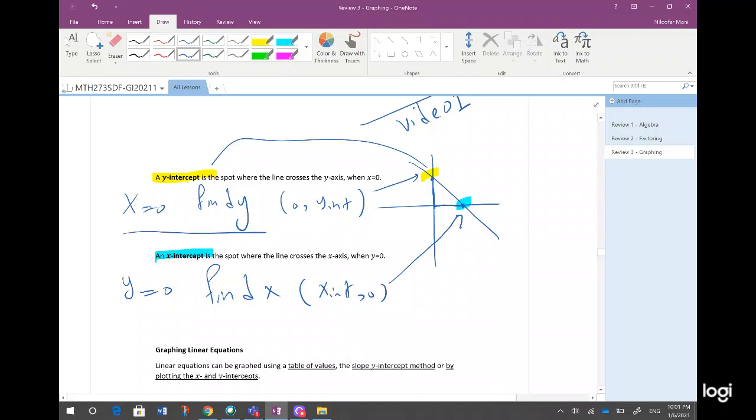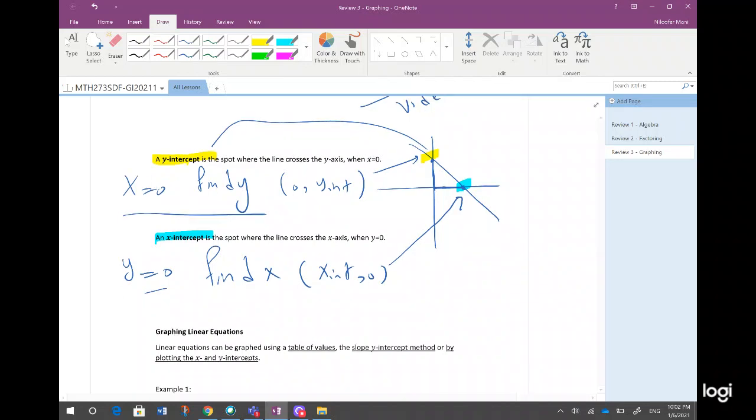X-intercept is where the graph touches the x-axis. So if you make a perpendicular line here, you can see y equals 0. So you can put y equals 0 and find x, for the x-intercept. So now you know how to find the x-intercept and y-intercept.